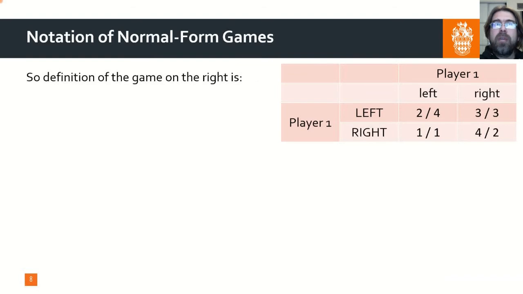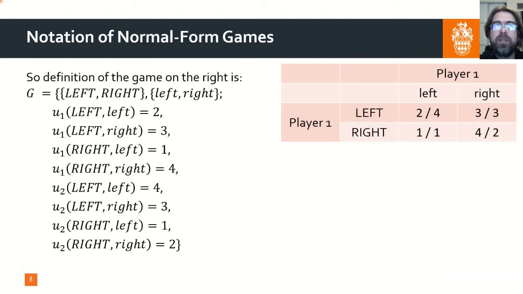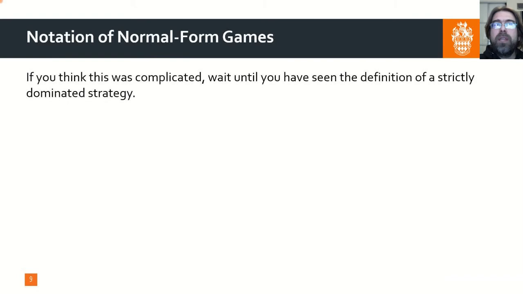So the definition of the game on the right is this. We have the strategy space for player 1, left and right in capital letters, the strategy space for player 2, left and right in small letters, and we have 2 payoff functions, u1 and u2, that assign a payoff to player 1 and 2 respectively for each possible strategy combination. So you can see why we usually use matrices to define games and not the formal definition. Well, if you think this was complicated, wait until you've seen the definition of a strictly dominated strategy.